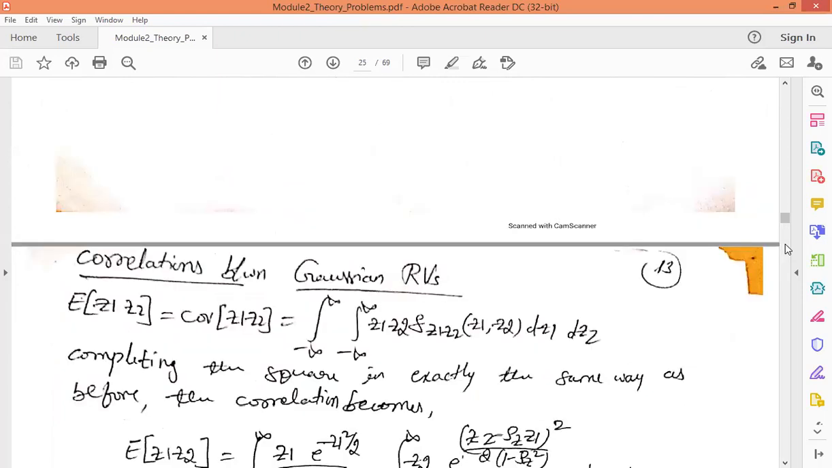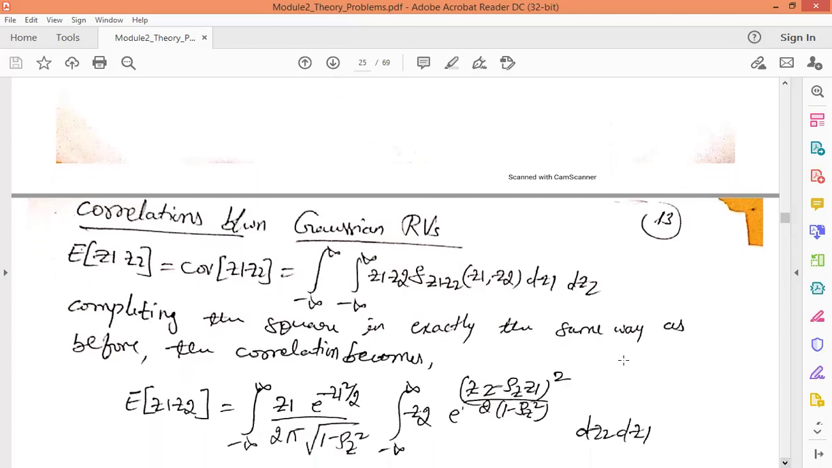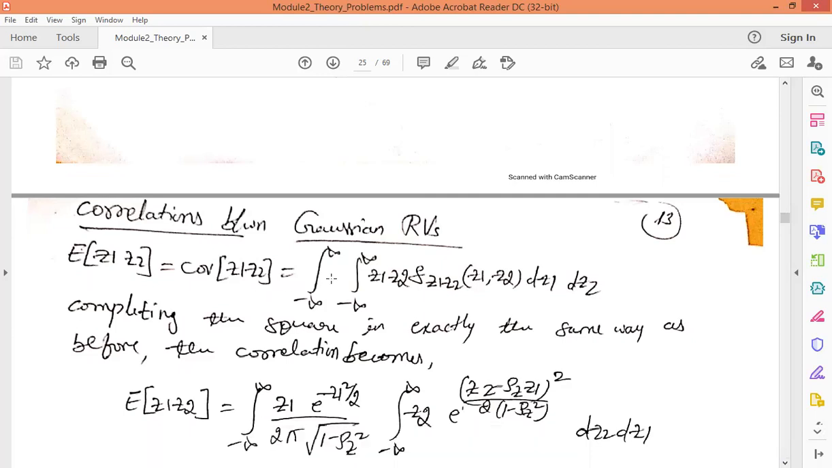So next we'll derive the equation for the correlation between the Gaussian random variables. I'll directly go with the handwritten notes. Here the correlation equation can be defined by the expectation of Z1 Z2, which is equal to the covariance of Z1 Z2, defined by the double integration from minus infinity to plus infinity of Z1 Z2 f_{Z1,Z2}(z1, z2), integrated with respect to z1 and z2.